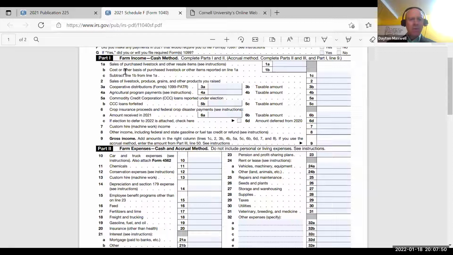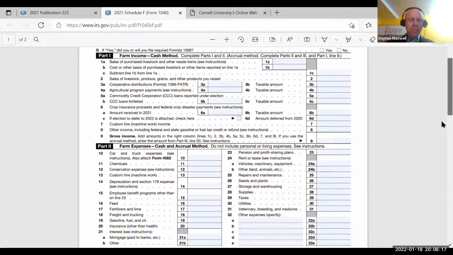Most of you will have produce that's here: sales of livestock, produce, grains, or other products you raised, something you bought and resold, or something you grew on your farm, and maybe some custom hire income, et cetera, but fairly generic on the income side.